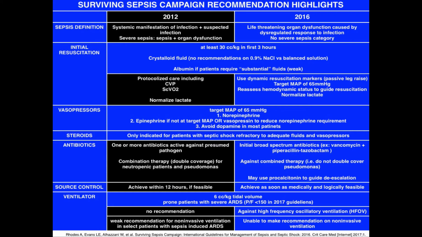So we get down to guiding our resuscitation. They talk about using dynamic resuscitative markers like the passive leg raise, which we will talk about in a minute. Keeping that MAP above 65 is still what we're looking at doing. We're no longer doing the protocol management. And then we want to reassess.